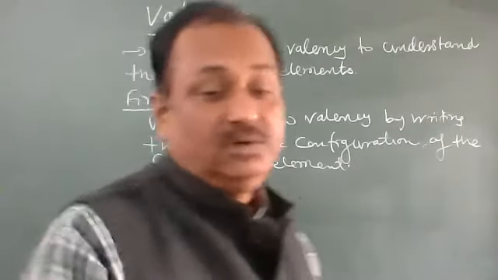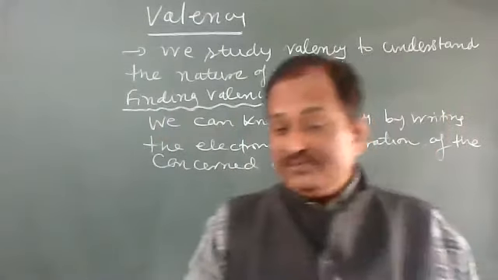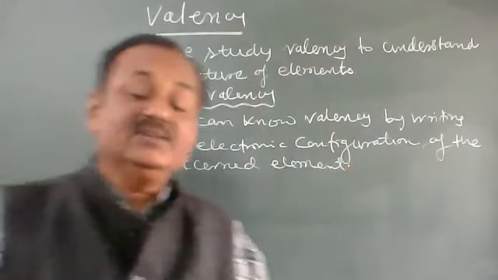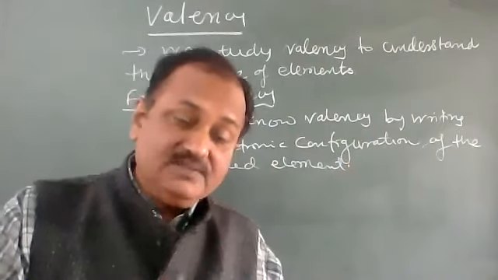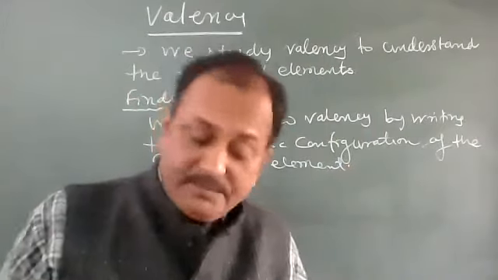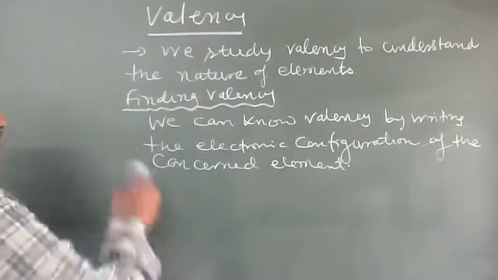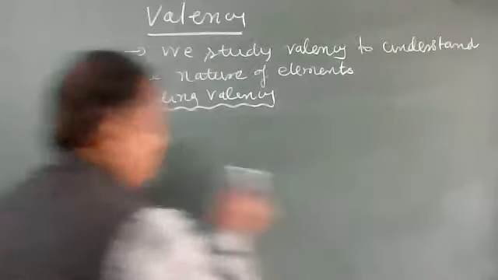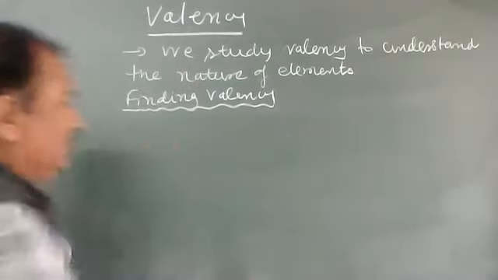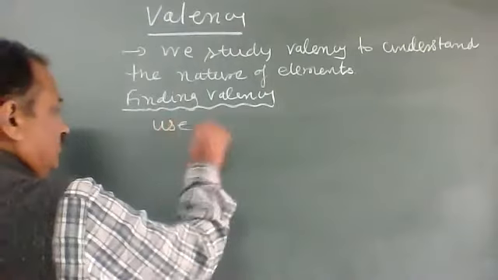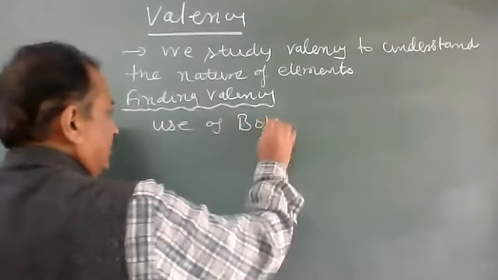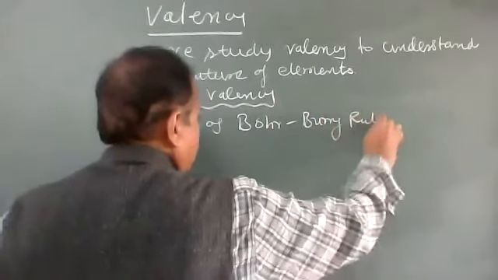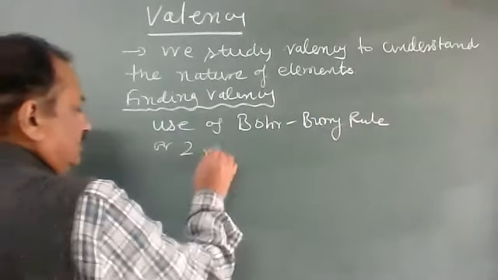And how do we write the electronic configuration? We write it by certain guidelines. Guidelines are the rules. In class 9th, which rule do we study? The Bohr-Bury rule. So the Bohr-Bury rule is used to find out the electronic configuration.